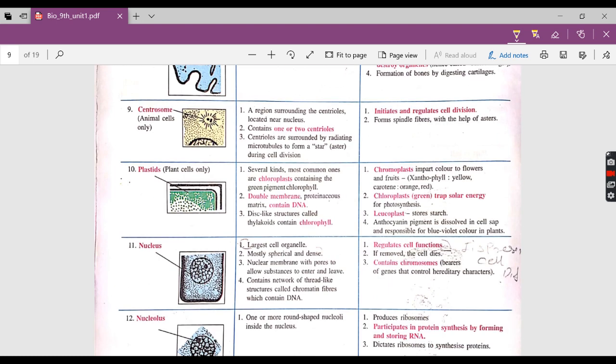Next we have the centrosome. It is to be noted that they are found only in animal cells and not in plant cells. It is a region surrounding the centrioles located near the nucleus. They contain one or two centrioles, and centrioles are surrounded by radiating microtubules to form a star or an aster during cell division. They are mainly responsible for initiating and regulating cell division, and they form spindle fibers with the help of asters. Next we have the plastids.